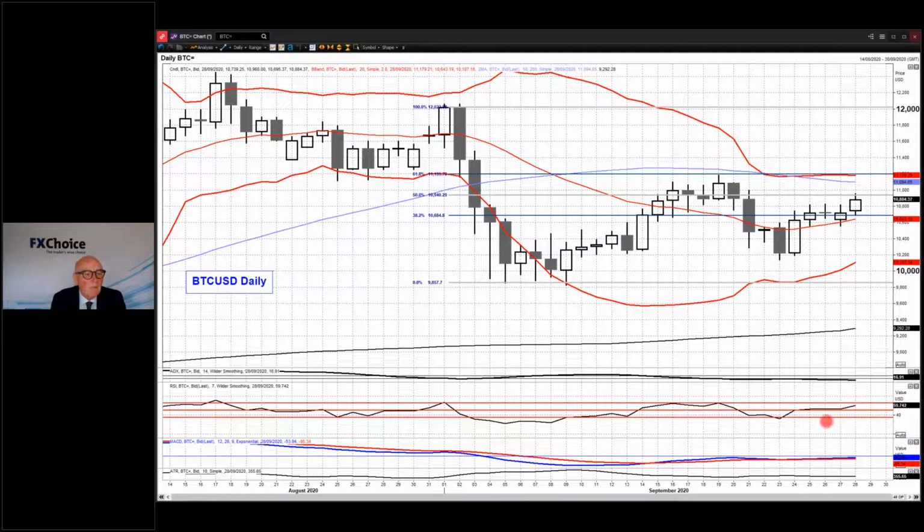The MACD is positive, so it's moving up in direction. It's not overbought, so it's not vulnerable. So I expect that Bitcoin will continue to move forward from here. It's meeting resistance, but not strong resistance, around 10,900 up to 11,183. And that area there, I expect it to be tested this week.